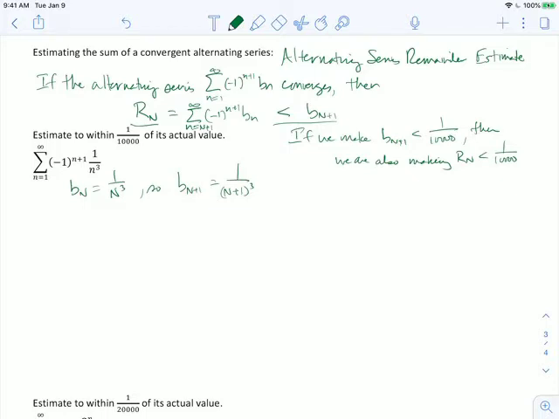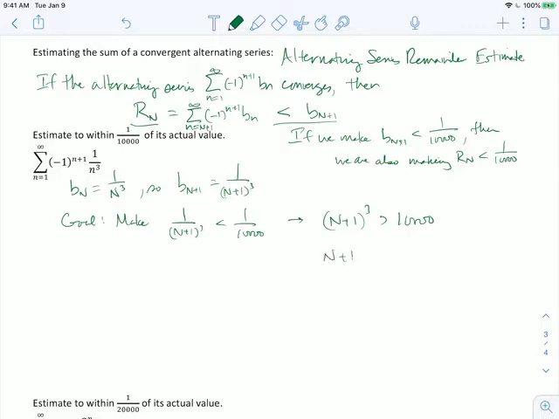And so our goal then is to make 1 over n plus 1 quantity cubed less than 1/10,000th. Because if we can make b sub n plus 1 less than 1/10,000th, we're making the remainder less than 1/10,000th. Well, if I take reciprocals, I change the direction of the inequality. So my goal is to make n plus 1 quantity cubed greater than 10,000.